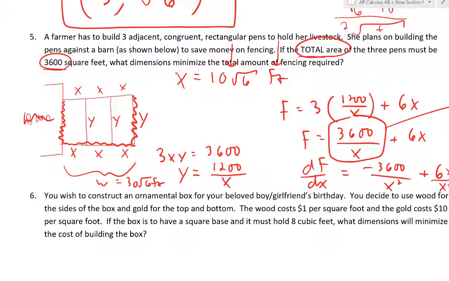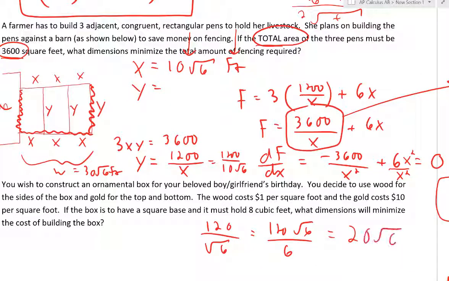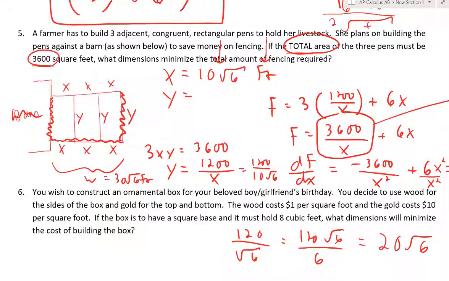And then y we're going to find by plugging that back into here. So if you plug 10 root 6 into here, you're going to get 1200 over 10 root 6, which is 120 over root 6, which is 120 root 6 over 6 if you rationalize it, which is 20 root 6, because the 6 and the 120 cancel out. So y has to be 20 root 6 feet. And if we use those dimensions, that's the least amount of fence she's going to need to capture 3,600 square feet.